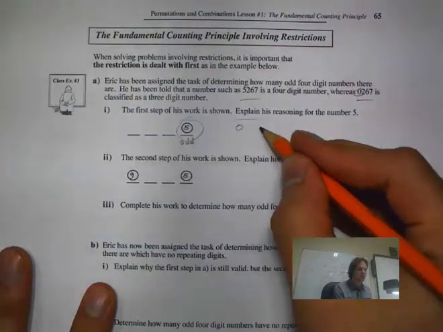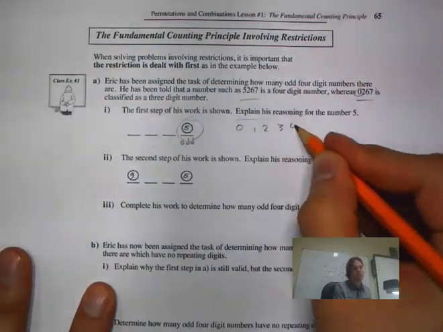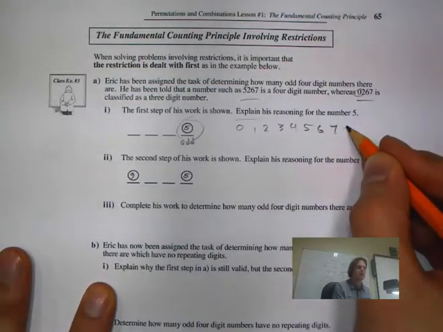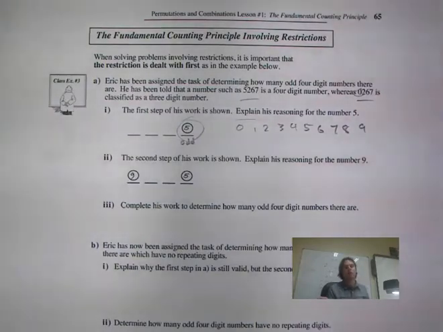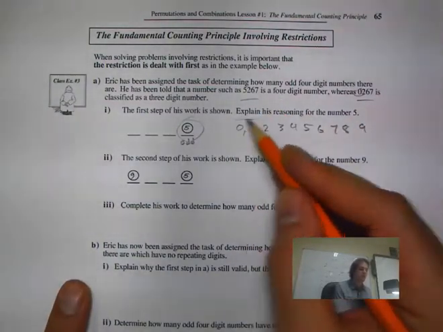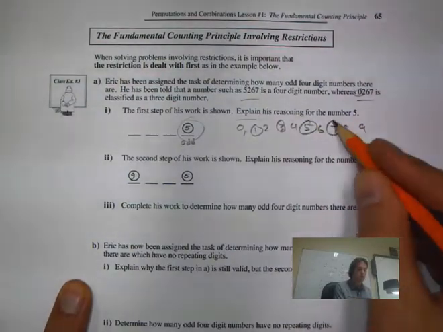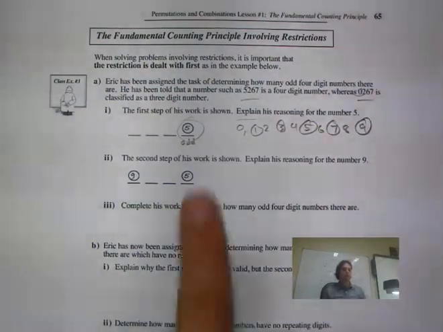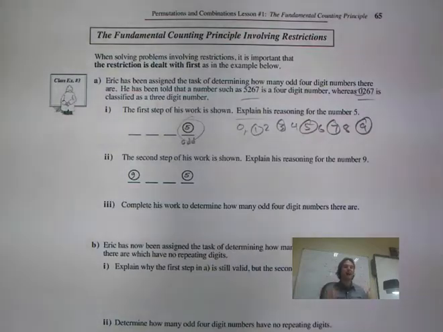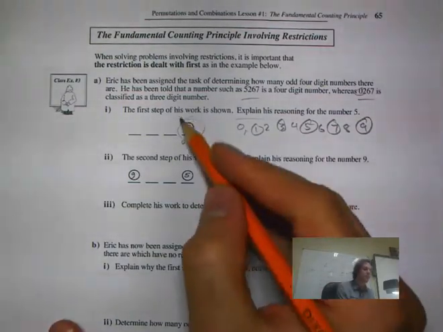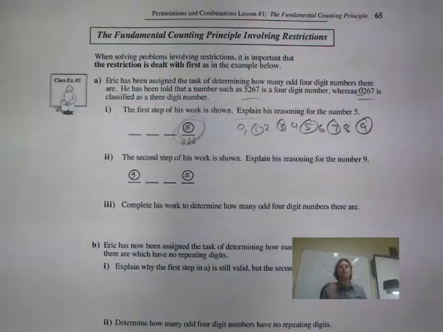Well, from the digits 0, 1, 2, 3, 4, 5, 6, 7, 8, 9. Can't go any more because we're restarting. How many odd digits do we have? We have 1, 2, 3, 4, 5 different odd digits. So he has 5 options to put in the last one. And we're always going to do our restrictions first. And the most important restriction here is it must be odd.